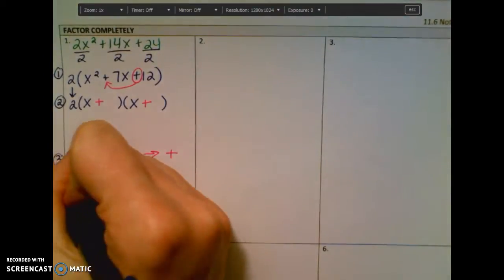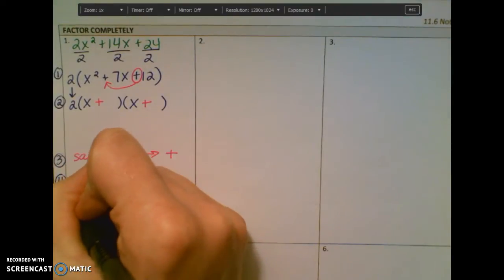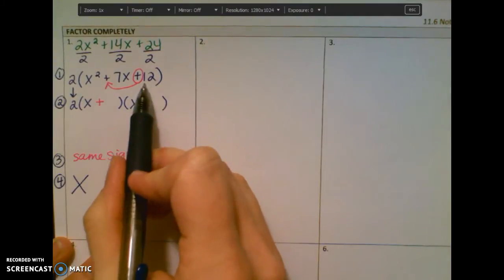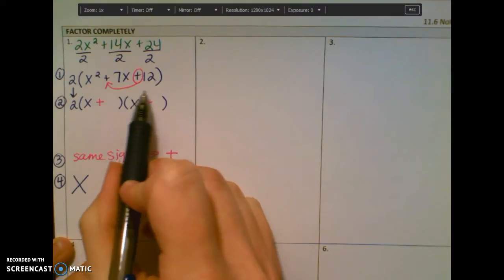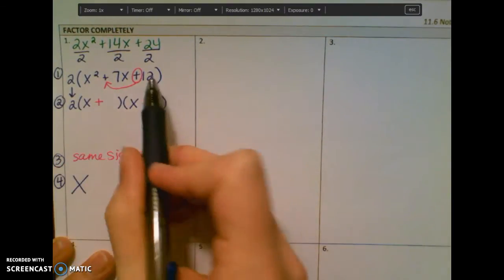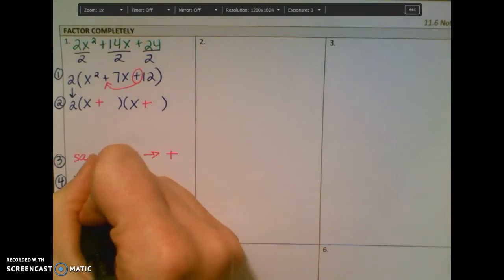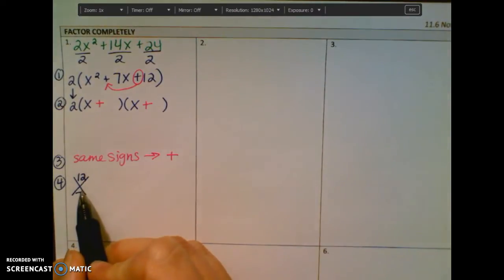Now step 4 says to find our factors. So we need to find the factors that will multiply to get 12 and add to get 7. So again, we look at this trinomial here after we have already taken out the GCF. So this is our C value, we put that at the top, and there's our B value. We need factors that will multiply to get 12 and add to get 7.